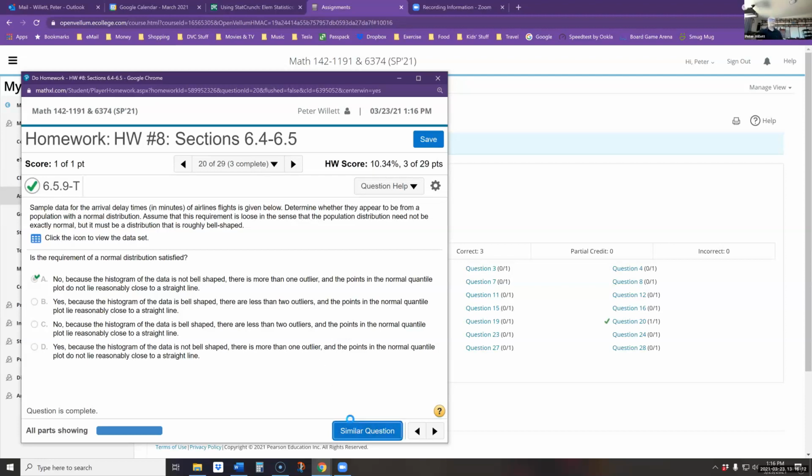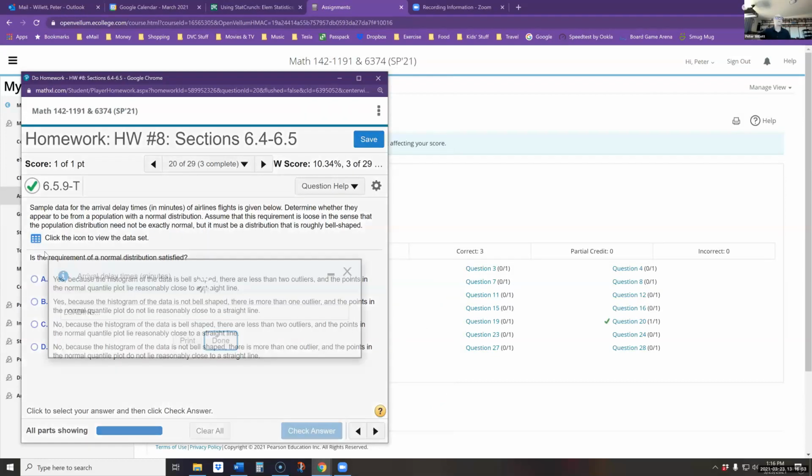Let's do a similar question, get some fresh data. It says sample data for the arrival delay times in minutes of airline flights is given below. Determine whether they appear to be from a population with a normal distribution. Assume that this requirement is loose because the sample size isn't very large, in the sense that the population distribution need not be exactly normal, but it must be roughly bell-shaped. So if we click on the data set here, we can take a look at what the data looks like a little bit.